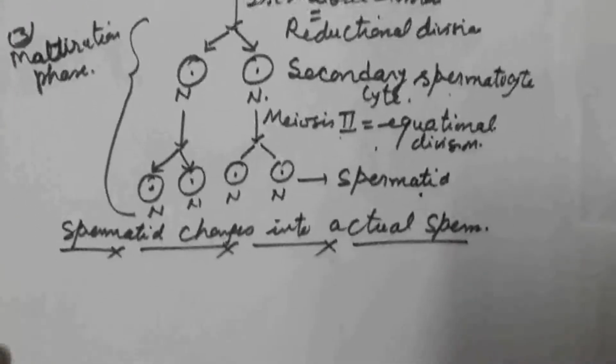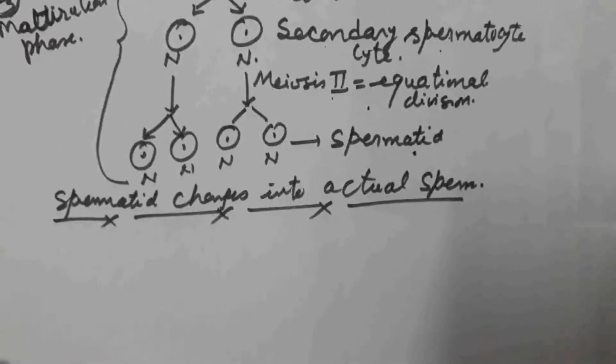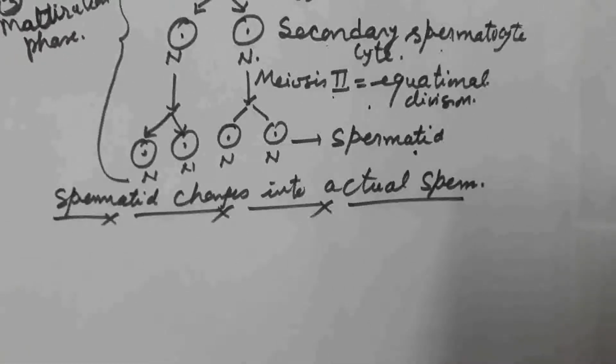Actually, a spermatid is a non-motile cell and it is circular in outline, in which certain changes take place, and after these changes the spermatid changes into an actual sperm. An actual sperm is a motile structure. What type of changes are taking place we are going to discuss here. The first change we observe in the spermatid is condensation of the nucleus.